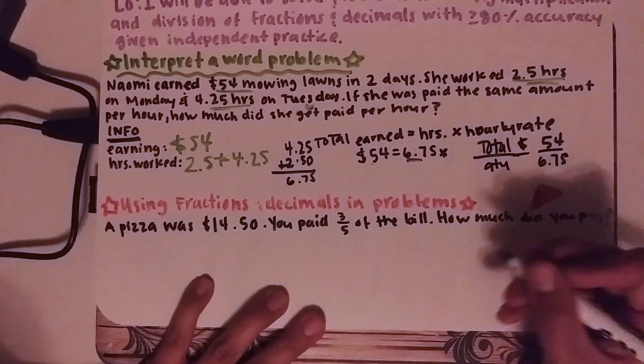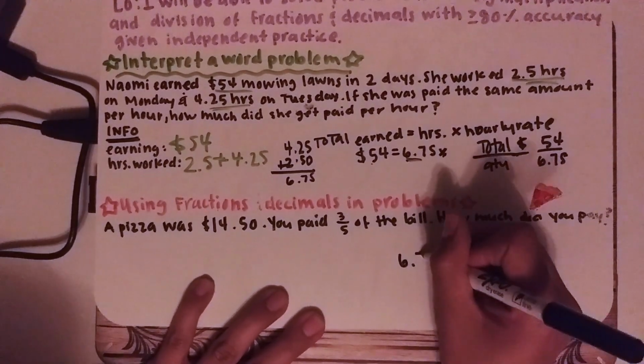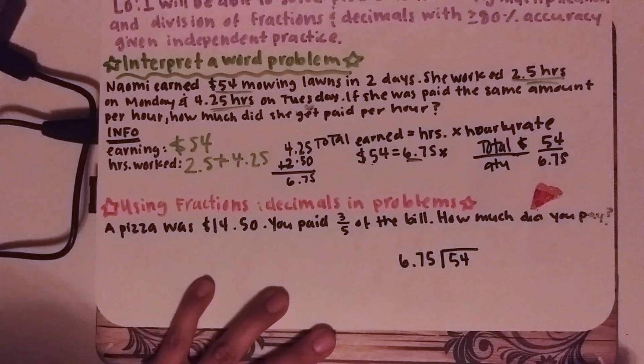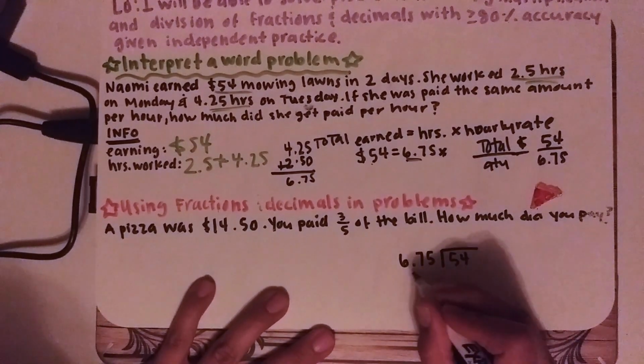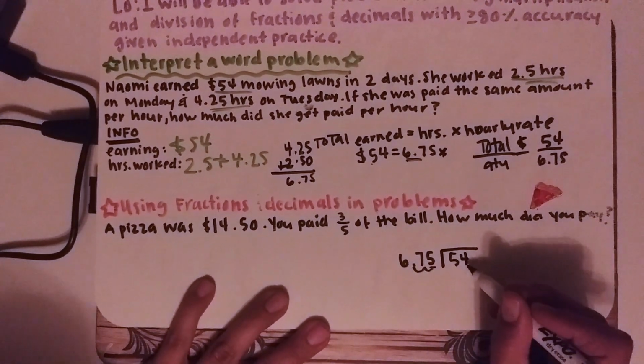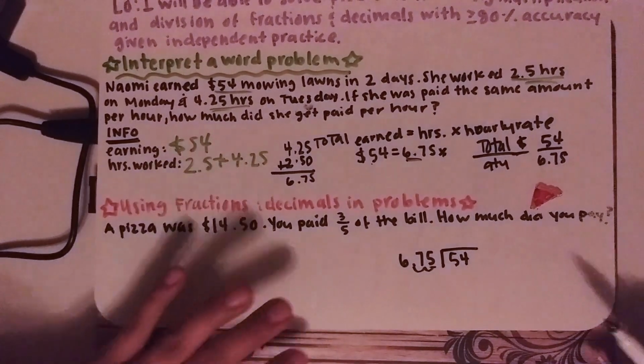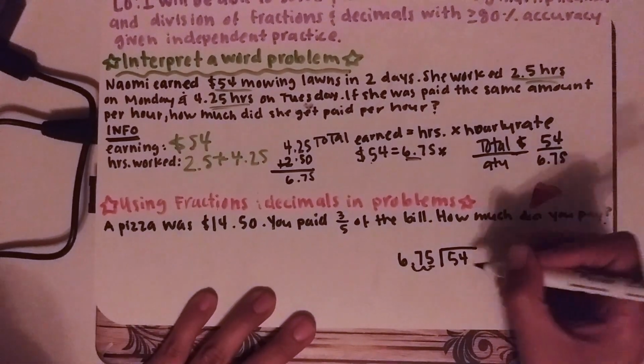Remember, first one goes inside the house, so I'm going to take 54 and then I'm going to divide that by 6 and 75 hundredths. Remember, I cannot have a decimal on the outside as the divisor, so I'm going to move this twice to the right, and what I do to the outside I need to do to the inside. Now in this case you might be like, but it doesn't have a decimal. Yes it does, but it's invisible. Okay, now you're going to make it visible by putting it right there.